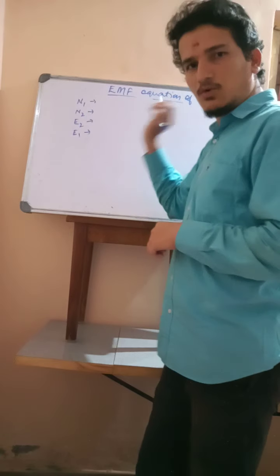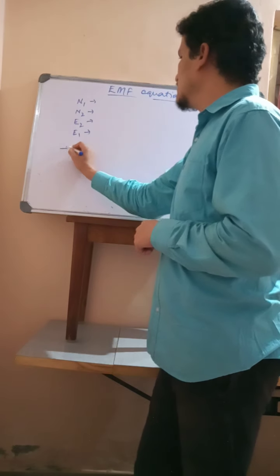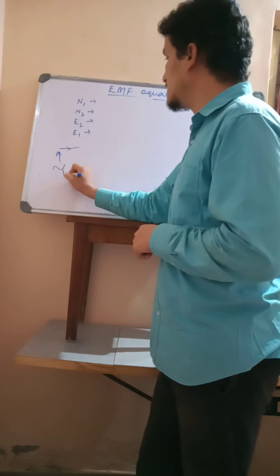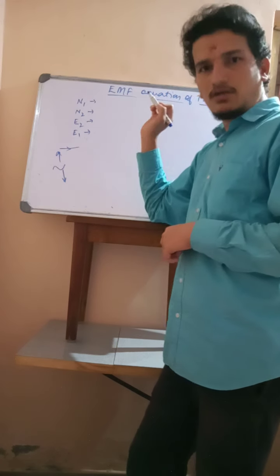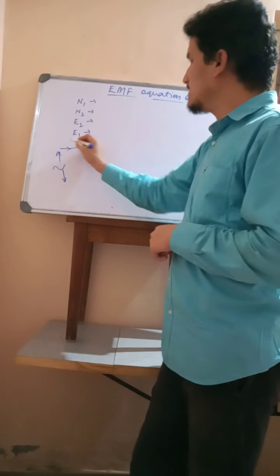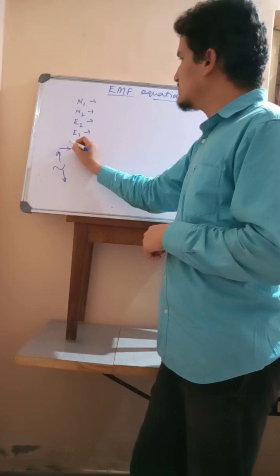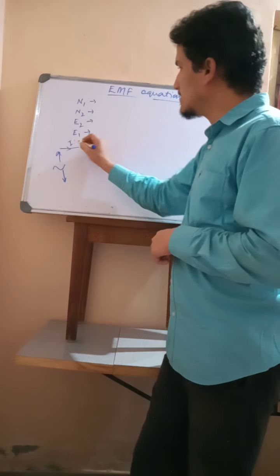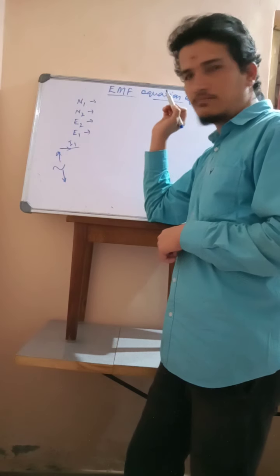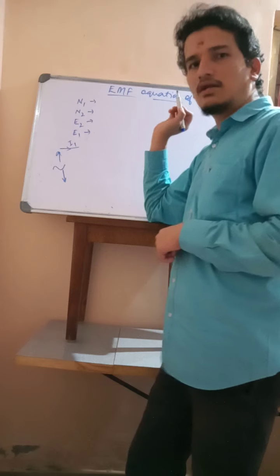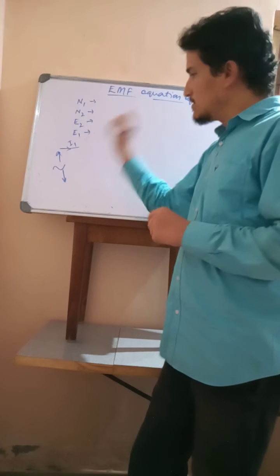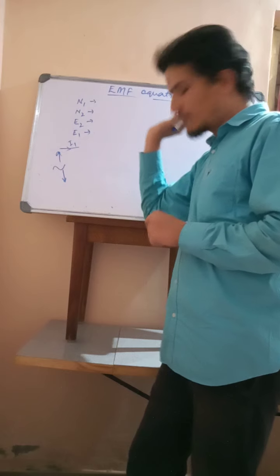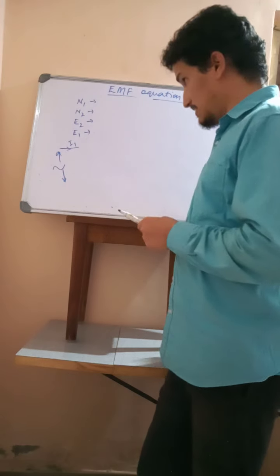So when you apply an alternating voltage to the primary, it drives an alternating current I1 in the primary, due to which an alternating flux will be produced. Because these two are alternating, the flux produced is also alternating in nature.